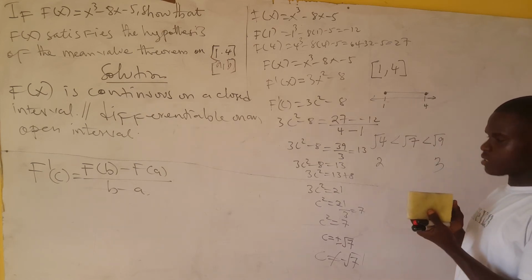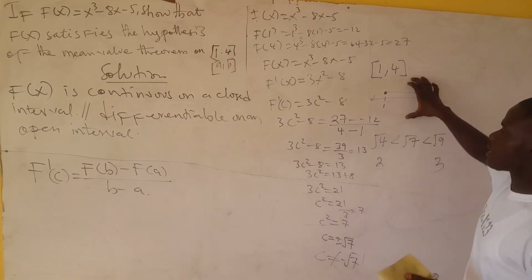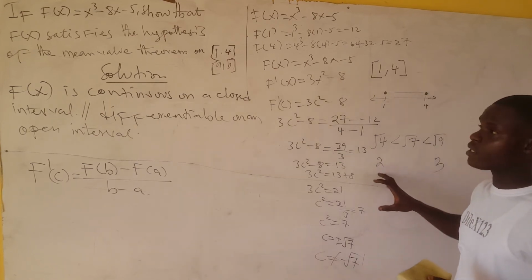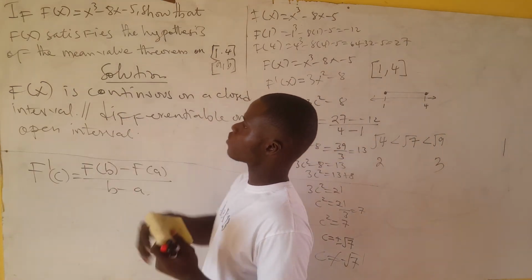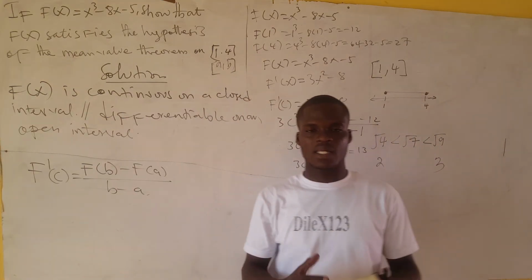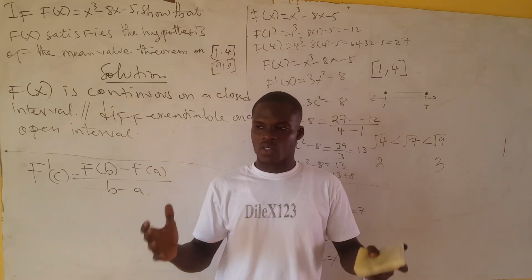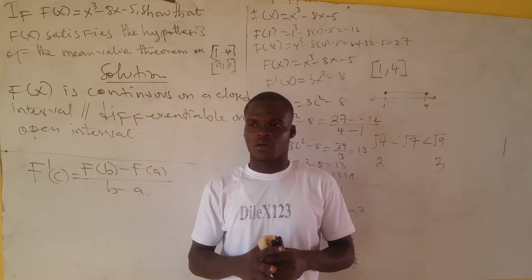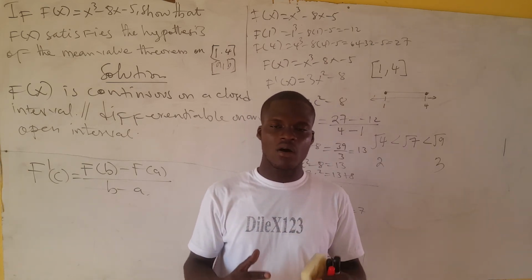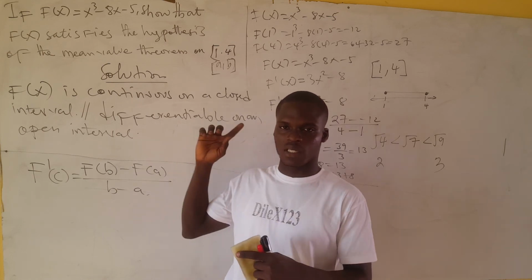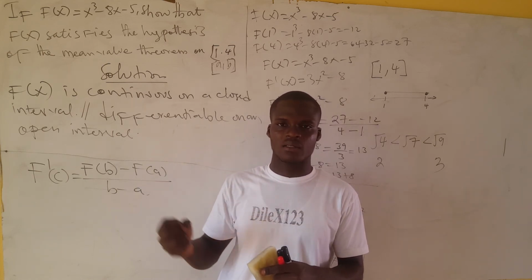So since that is the case, the answer we had for c satisfies the range we've been given. And because of that, the function we've been asked about actually satisfies the hypothesis of the mean value theorem. So this is how we solve questions on the mean value theorem. First of all, you have to find out whether the function is continuous on the given interval by fixing in the values that have been given, as in our case 1 and 4. If you're able to get an answer for that, it means that it's continuous.